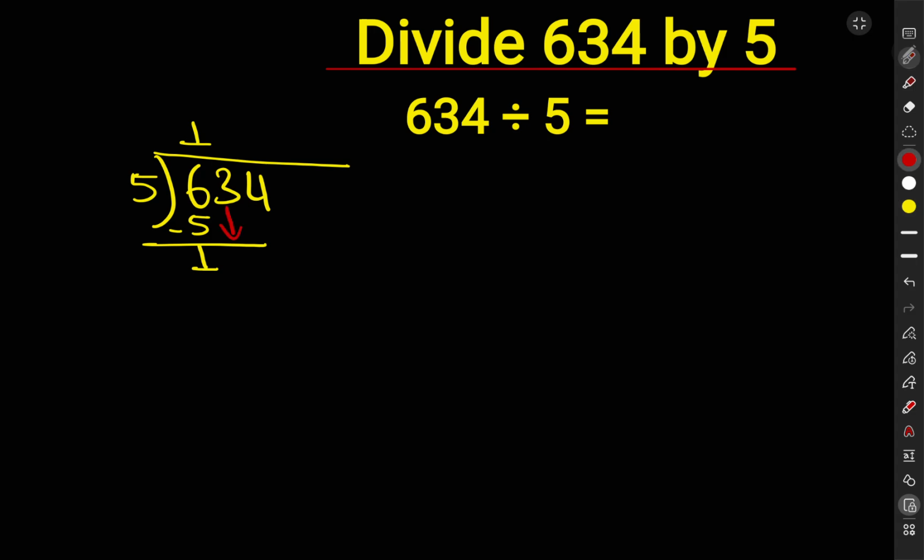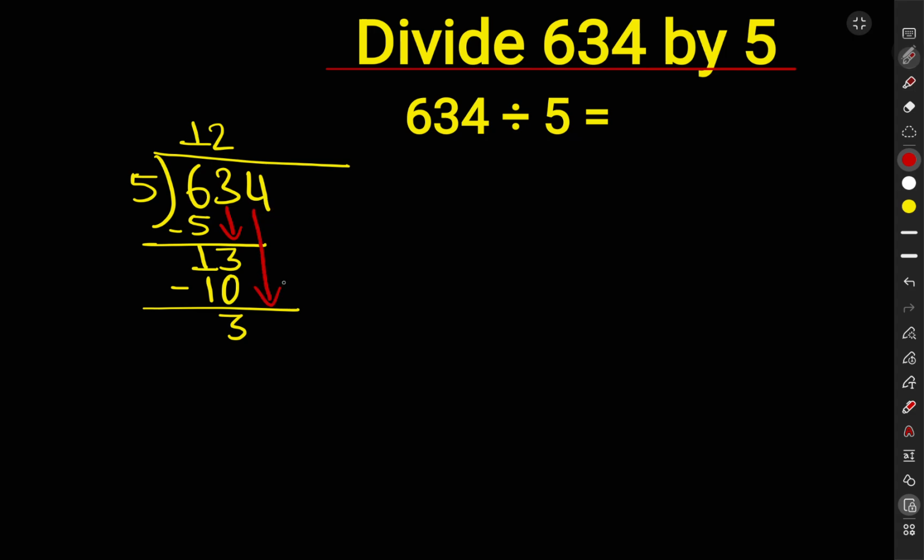So now we put down this 3 and it is 13. 5 times 2 is 10. On subtracting, we get 3.